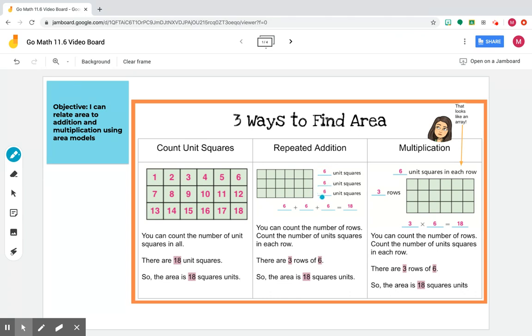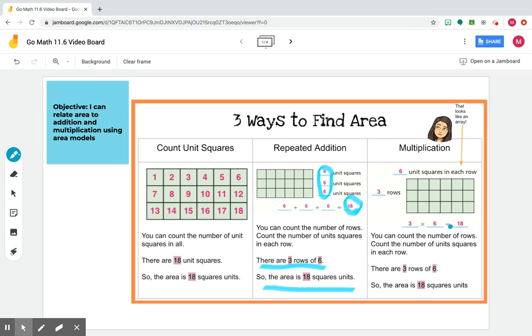Then I can take these 6s right here and I can add them together. 6 plus 6 plus 6 gives me a total of 18. So since there are 3 rows of 6, the area is 18 square units.